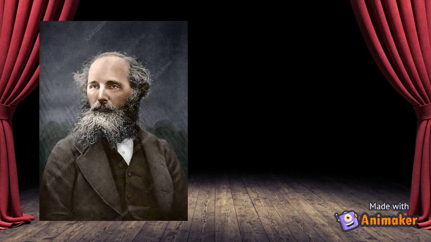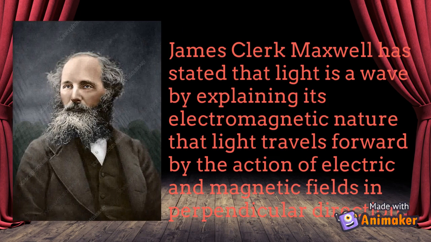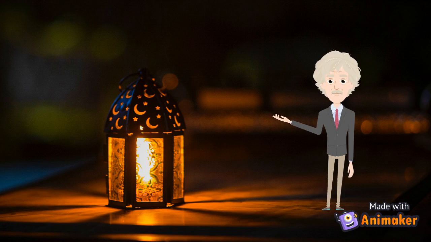James Clerk Maxwell stated that light is a wave by explaining its electromagnetic nature, that light travels forward by the action of electric and magnetic fields in perpendicular directions. Well, remember one thing, that whenever a light wave propagates, it will always show reflection, refraction, radiation and dispersion in any situation.